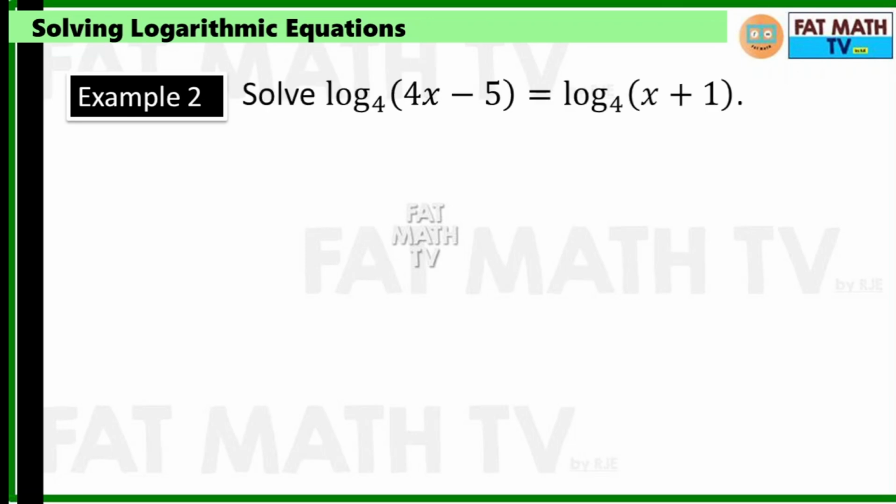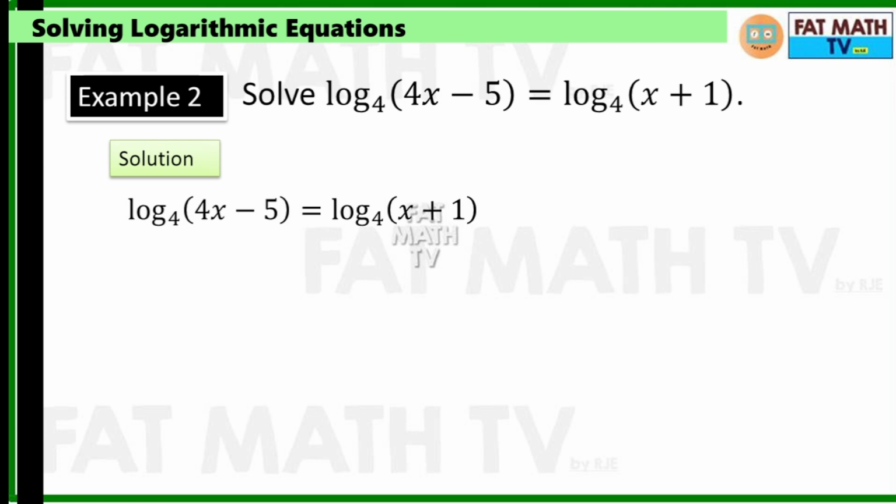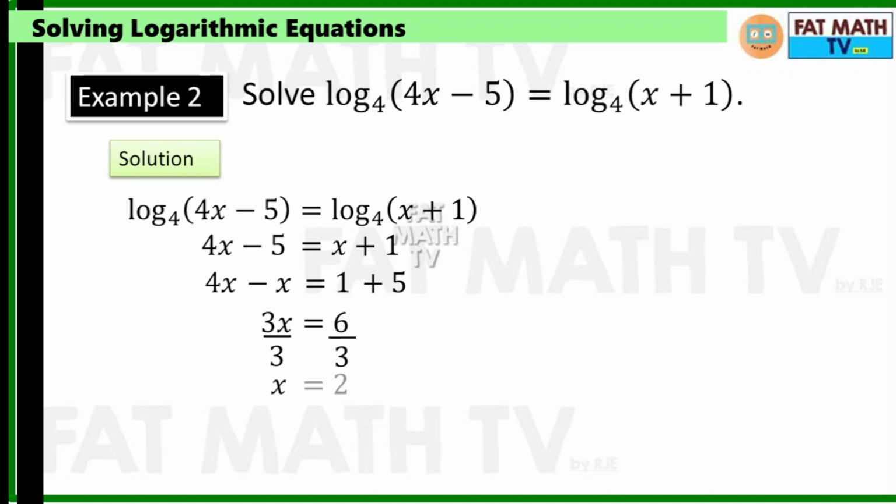Example number 2. Logarithm of 4x minus 5 to the base 4 equals logarithm of x plus 1 to the base 4. Same process. The two logarithms are equal if 4x minus 5 and x plus 1 are also equal. Use the addition property of equality to transfer x to the left and negative 5 to the right. You will have 4x minus x equals positive 1 plus 5. 4x minus x is 3x. 1 plus 5 is 6. Divide both sides by 3. You will get x equals 2.